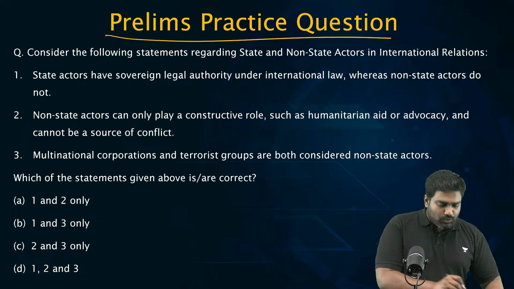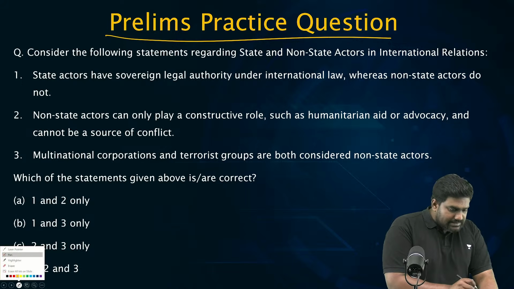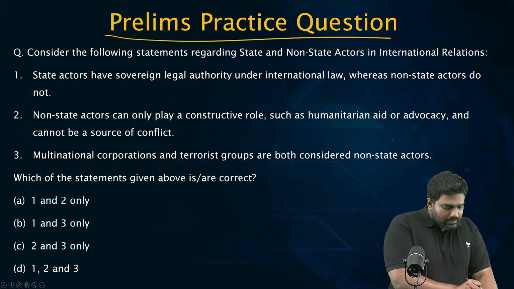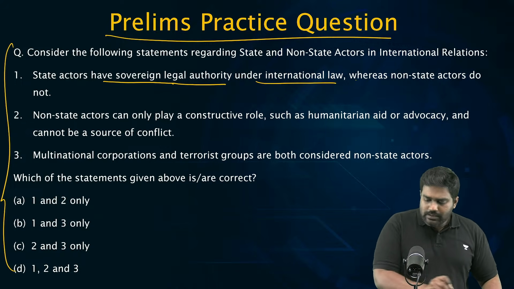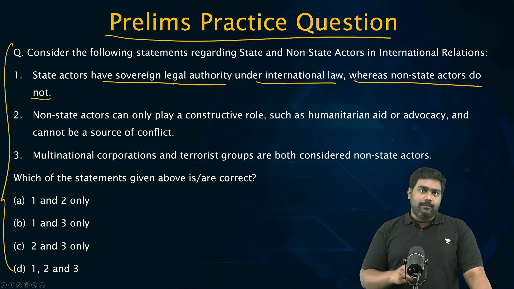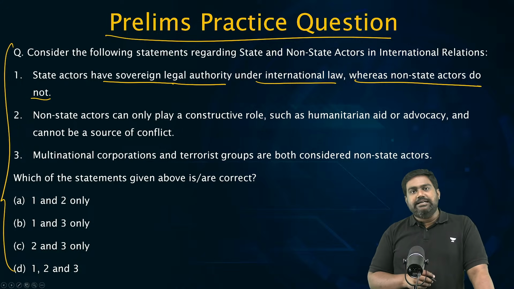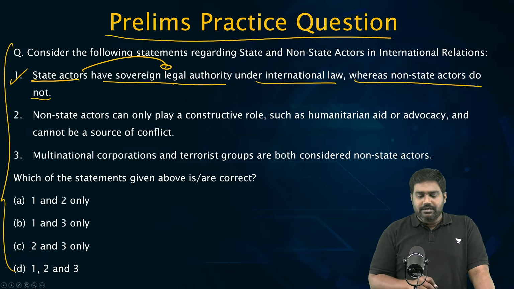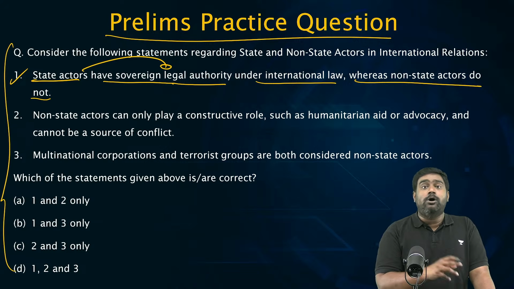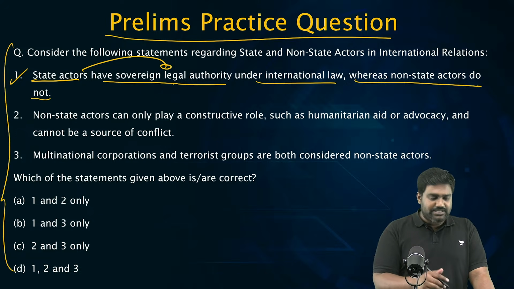So take up this practice question. Consider the following. State actors have sovereign legal authority under international law, whereas non-state actors do not. Obviously, this is a correct statement. That's what I told you. State actors are part of a sovereign state. They have legitimacy under international law, under the UN Charter. Non state actors do not have sovereign legitimacy.